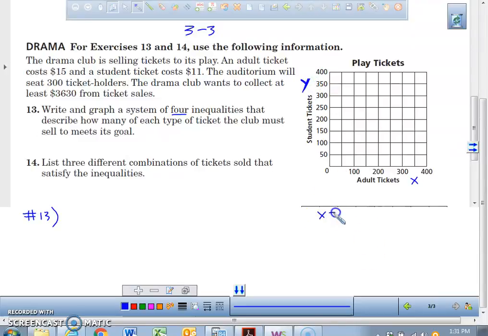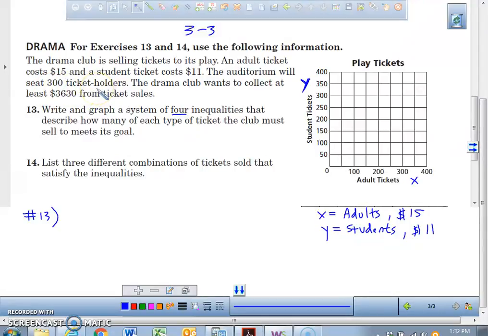So right here, put x equals adults, y equals students. It's referring to the number of adults and number of students. Okay? Now as we read through this, it says, the drama club is selling tickets to its play. An adult ticket costs $15. So right next to it, we're going to put, hey, that's important. I'm going to put 15 next to the adult. And student tickets cost 11. They cost 11. And the auditorium will seat 300 ticket holders.